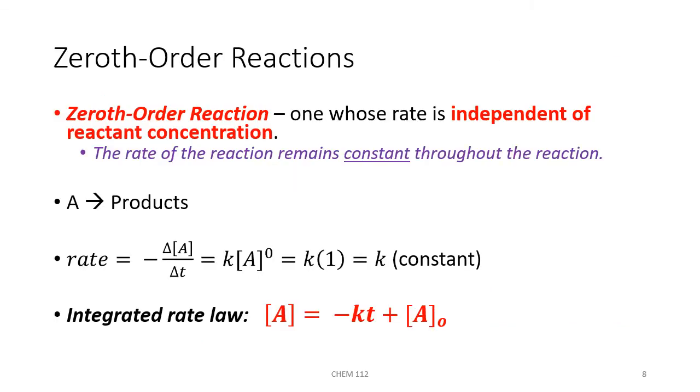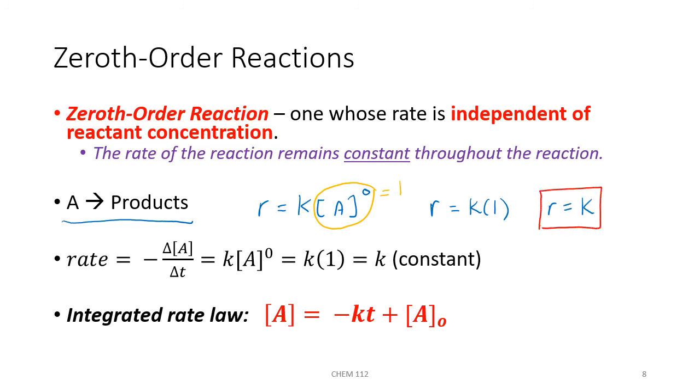The last type of kinetics we'll talk about are zeroth order kinetics, or zeroth order reactions. These are reactions whose rate is independent of the reactant concentration. The rate of the reaction will remain constant throughout the reaction. If we imagine we have reactant A forming products, we would say that R equals k times the concentration of A raised to the zeroth power. But anything that's raised to the 0 power is actually equal to 1. So really this reduces down to R equals k times 1, or in other words, the rate is equal to k, the rate law constant.